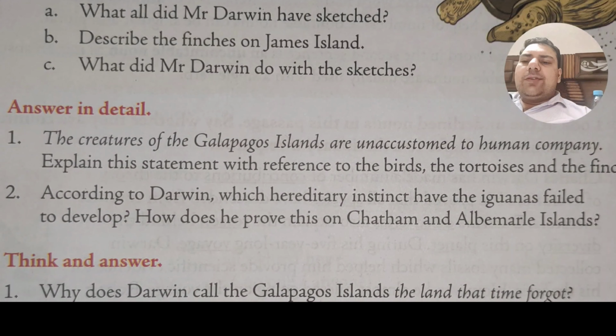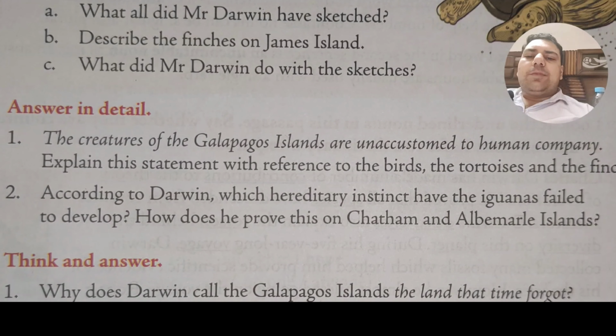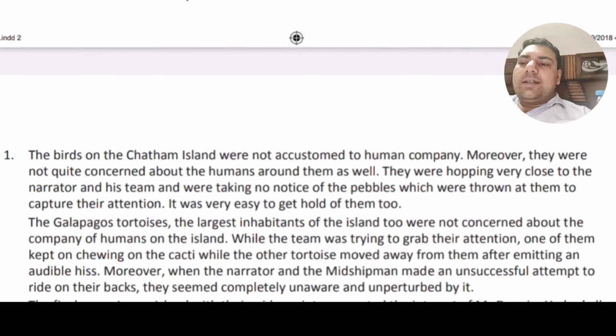the creatures of the Galapagos Islands are unaccustomed to human company. Explain this statement with reference to the birds, the tortoises, and the finches. The answer of the part C, first question is, the birds on the Chatham Island were not accustomed to human company. Moreover, they were not quite concerned about the humans around them as well.